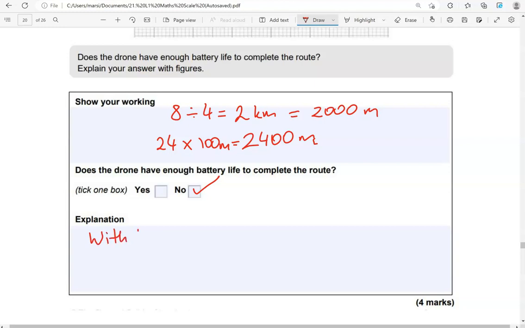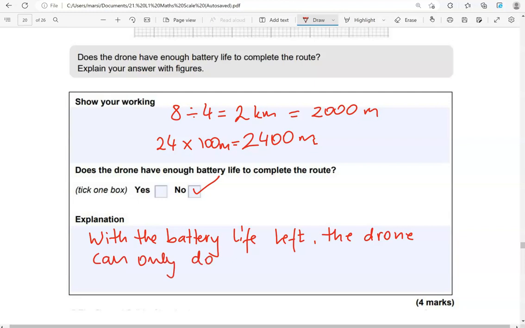With the battery life left, the drone can only do 2000 meters, not 2400 meters.